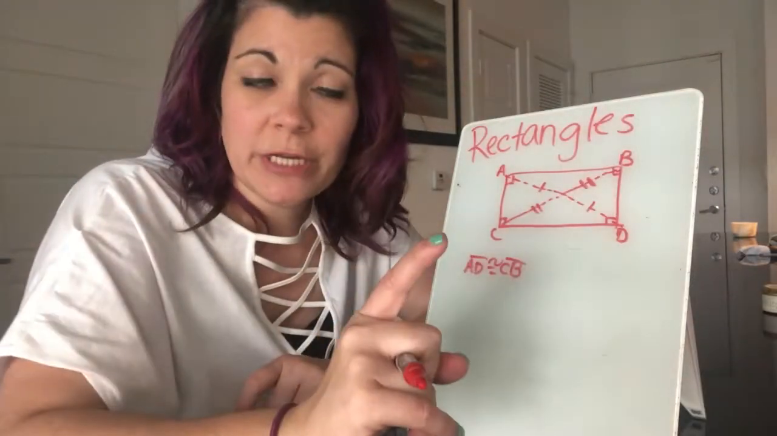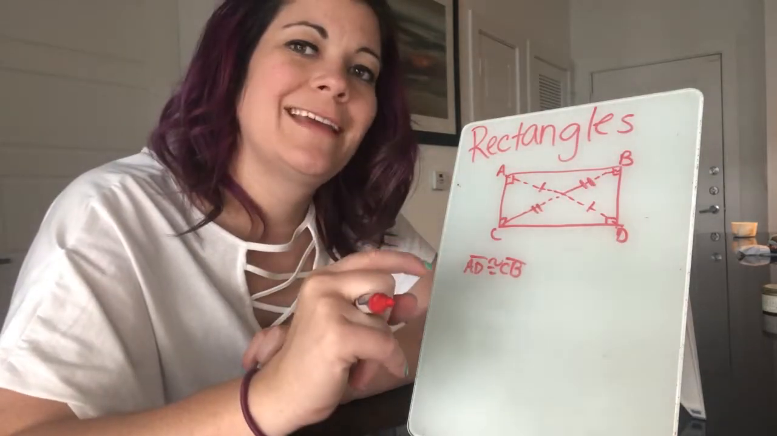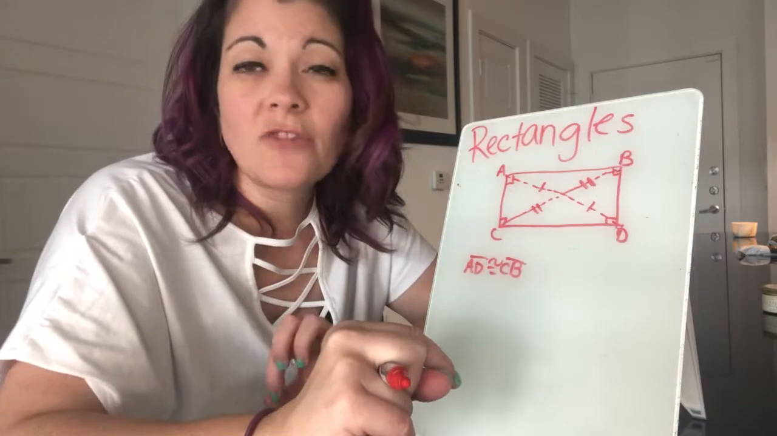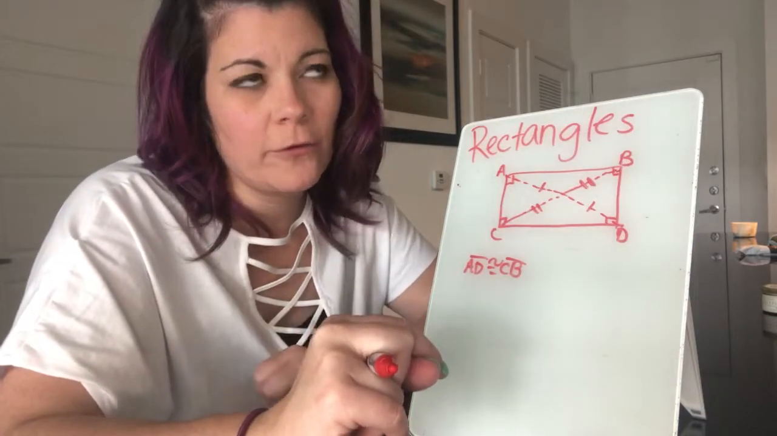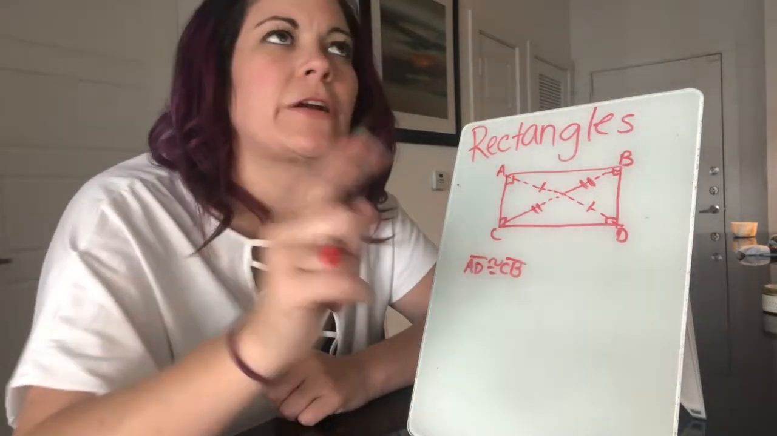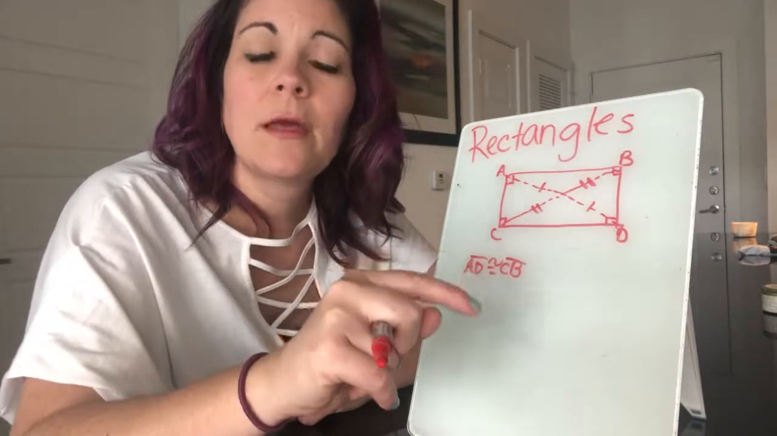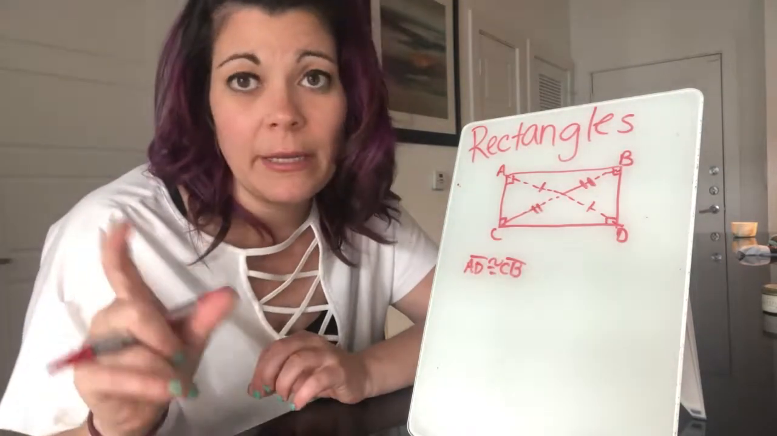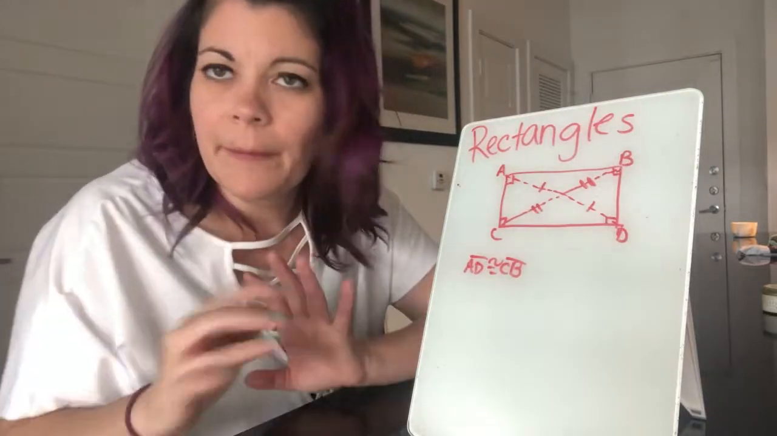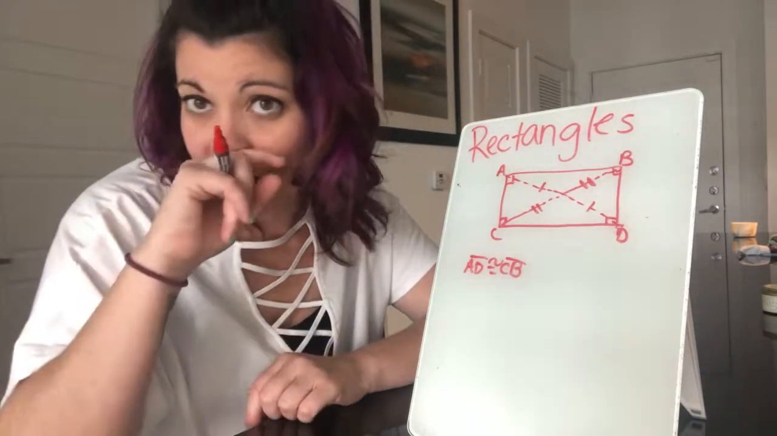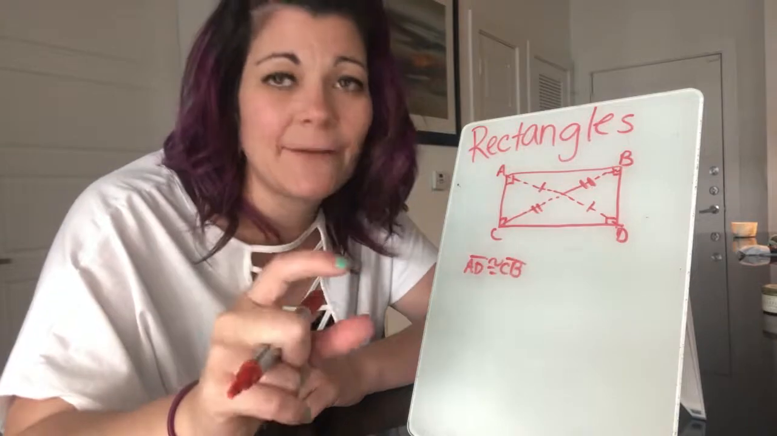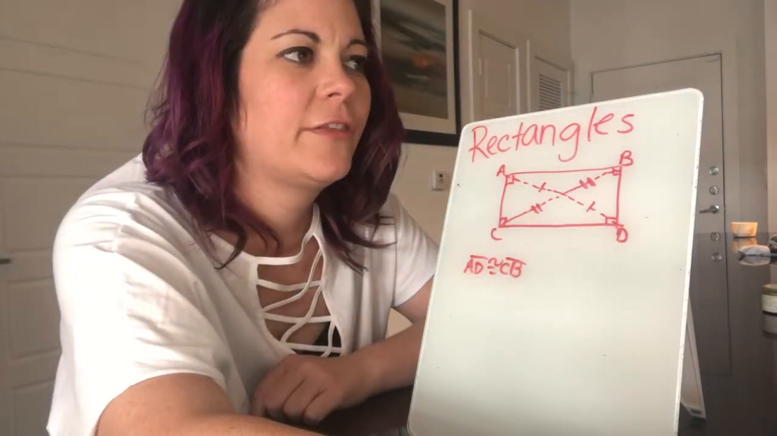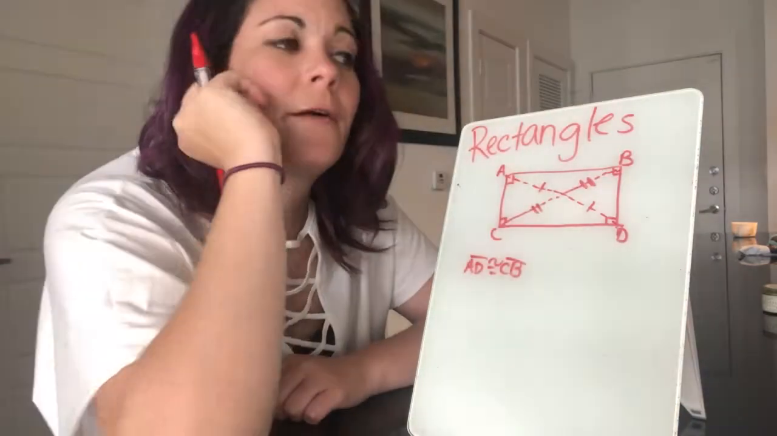The definition of a rectangle, because you can use this in proofs as well, is a quadrilateral with four right angles. So if you have a picture and it says that it has four right angles, you can say this is a rectangle, and your reasoning would be by definition of a rectangle. Not by a theorem, but by definition of a rectangle, because that is the definition of a rectangle.